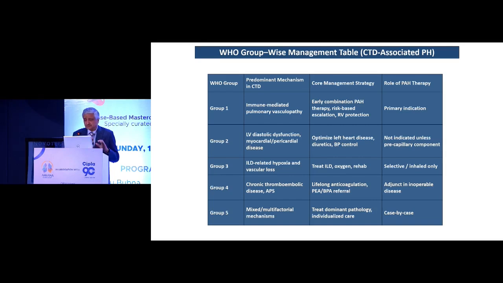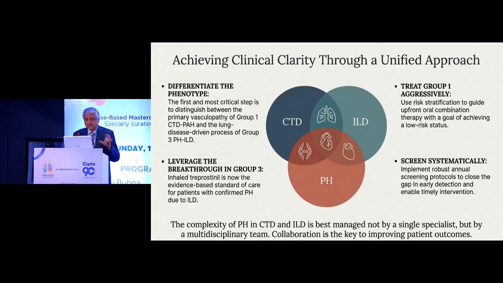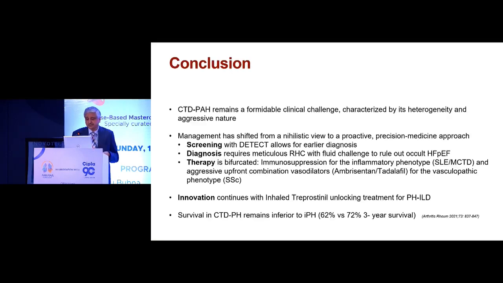So I think what we need to do is differentiate the phenotype, treat group 1 aggressively, look at inhaled treprostinil if you have it available as far as group 3 is concerned, and regularly screen your patients. I think that is also very important. And I think collaborative work is required. You need to have a rheumatologist and cardiologist working with you if you really want to look at this subset of patients, because these are patients who have multiple issues and they need very close evaluation, unlike isolated idiopathic pulmonary arterial hypertension. Also remember that survival in CTD-PH is inferior to idiopathic pulmonary arterial hypertension.